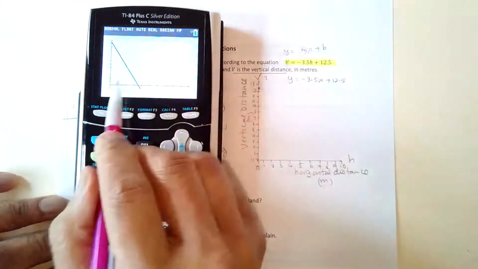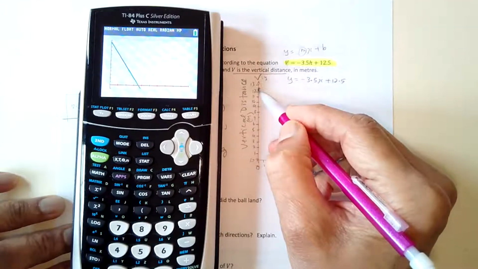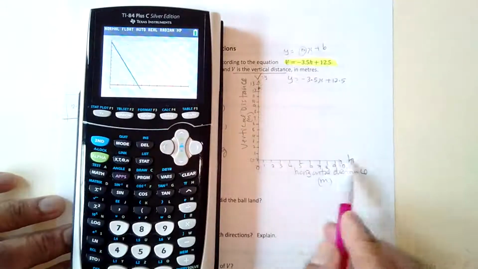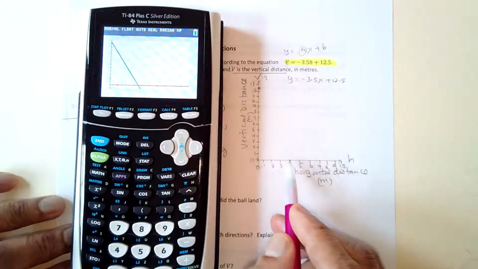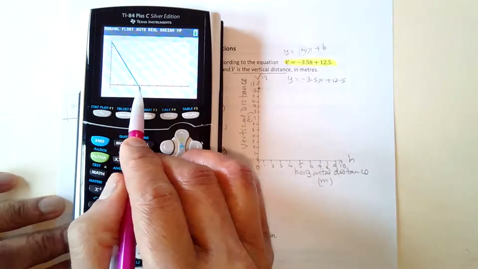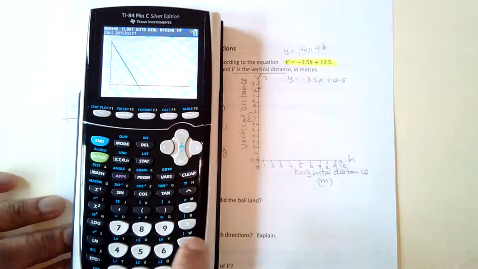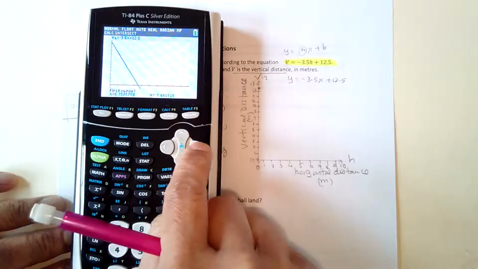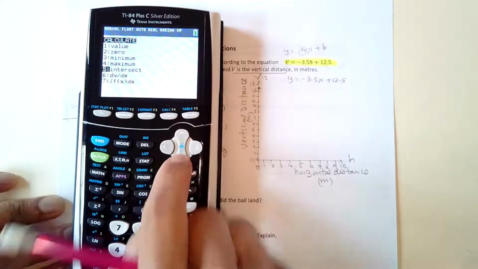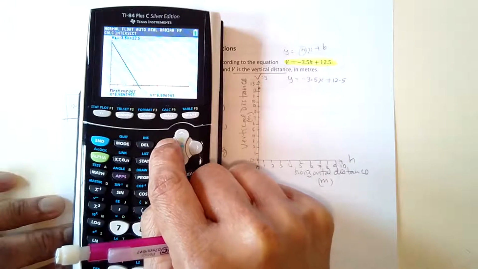Now I need to find my x-intercept. So I already found my y-intercept, which is the height of the roof, height of the building, I should say. And this is your ground level. So when it hits the ground, it will be your x-intercept, which is between 3 and 4 meters. So let's try to find it: second trace, intersect, and I move down. Oops. The first curve. Oh, sorry about that. Second trace, intersect.